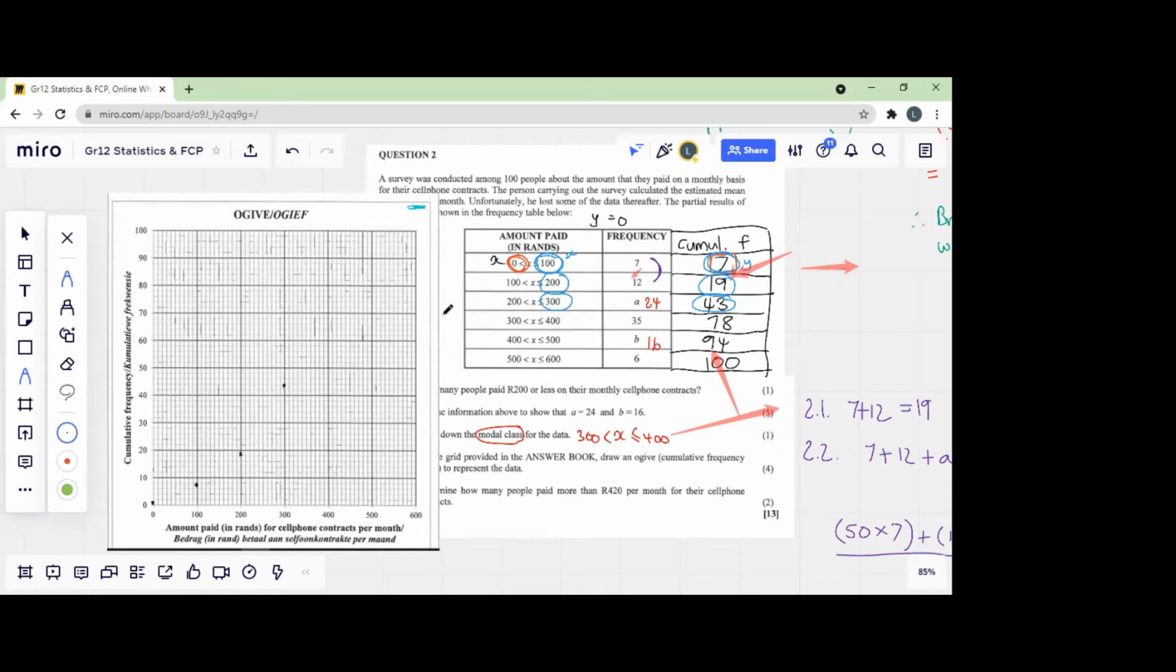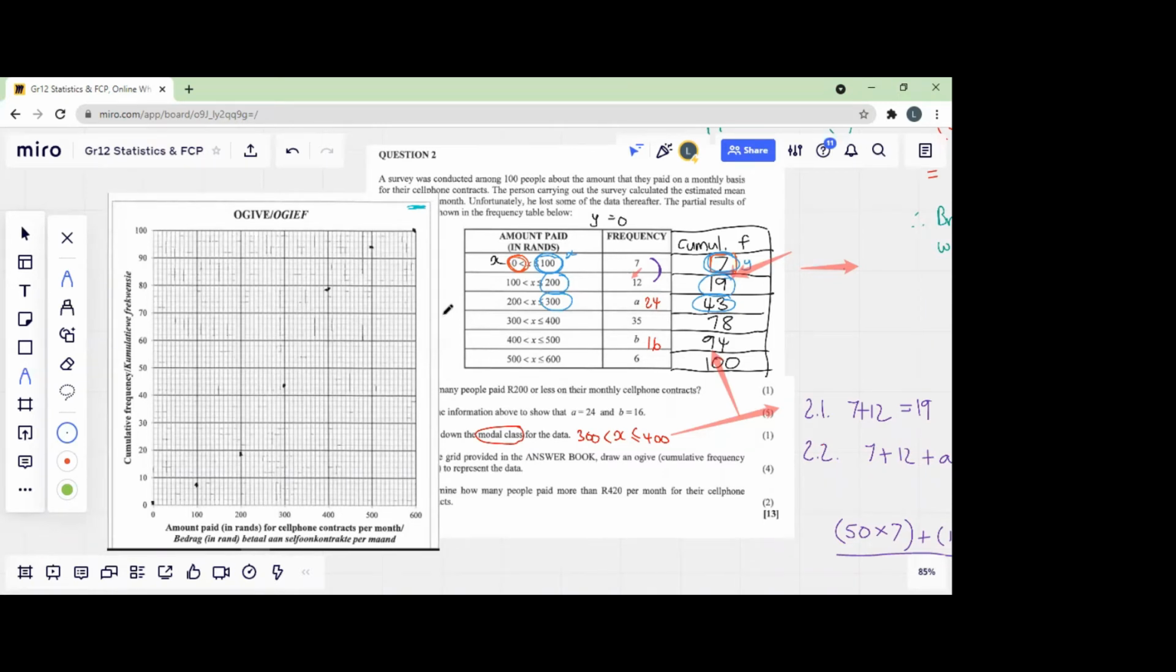Then I'm going to go along to 400 and I'm going to plot that against 78. That would be there. 500 against 94. There we go. And then the last one would be 600 against 100. Okay. Now you're going to be able to draw this a lot better than I am.